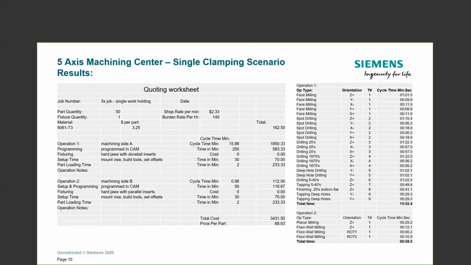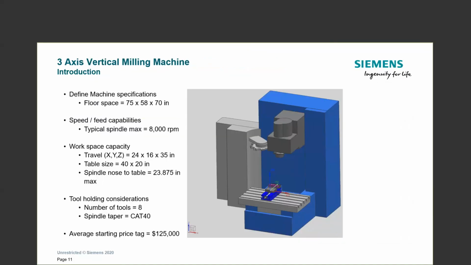Moving on. We've seen the single clamping scenario for the 5-axis machining center, so let's take a look at the 3-axis equivalent. Here is our 3-axis machining center. It's a very basic vertical machining center with a 40 by 20 inch table. Very common, a very typical design. Again, we're omitting the tool holding capacity, and we have standardized on CAT 40 for the study today, so that takes care of that.